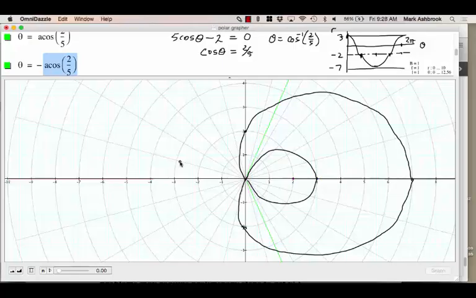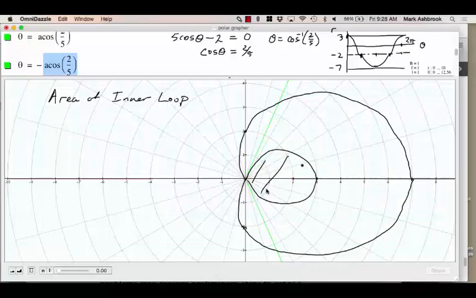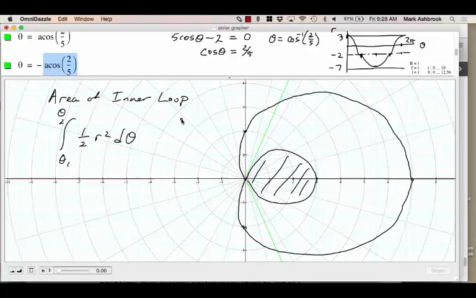Okay, so let's find, what do we want to find? We want to find the area of that inner loop. What's the area of the inner loop? Okay, area of the inner loop. So what are we going to do? We know that it's going to be the integral from some theta 1 to some theta 2 of 1/2 r squared d theta. So we just have to figure out what theta 1 is, what theta 2 is, and what r is, and we've got it.